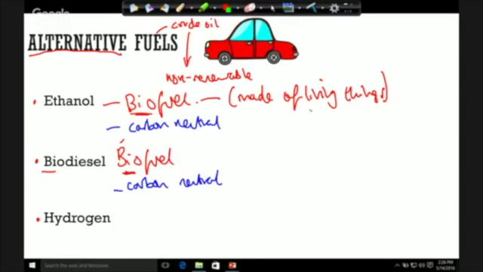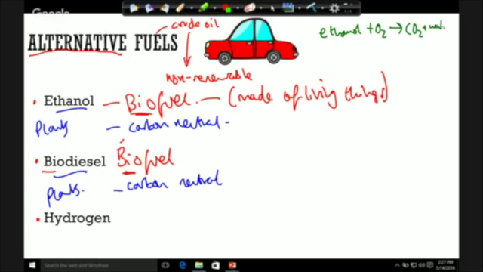And I'll just explain what that means there, because both of these involve plants, and the fuels that are made from plants. We call it carbon neutral because even though they are going to release carbon dioxide, so when ethanol reacts with oxygen, it will produce carbon dioxide and water. But importantly, the carbon dioxide released won't give an overall increase in carbon dioxide in the atmosphere.